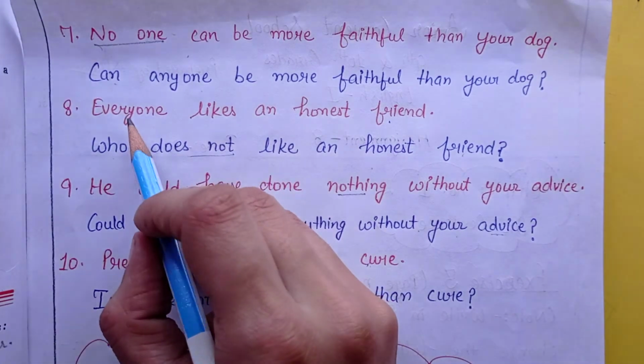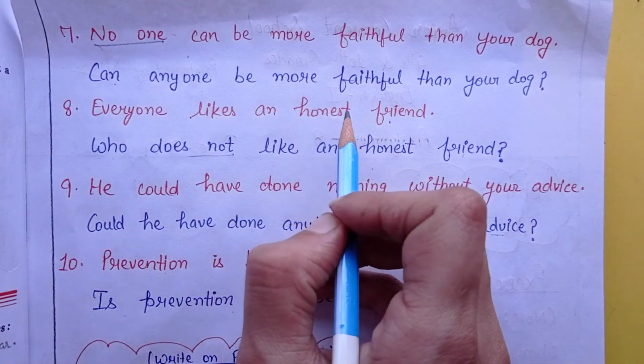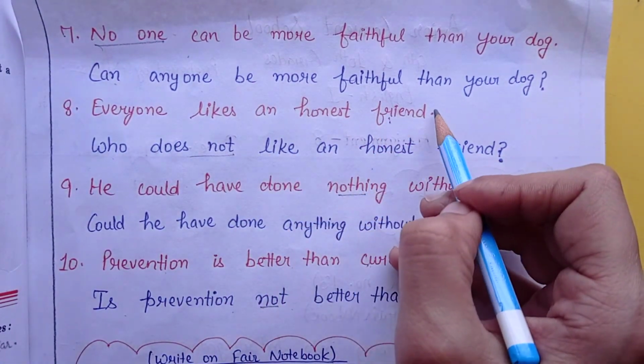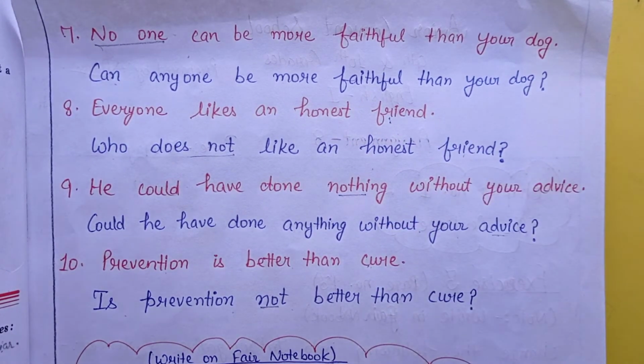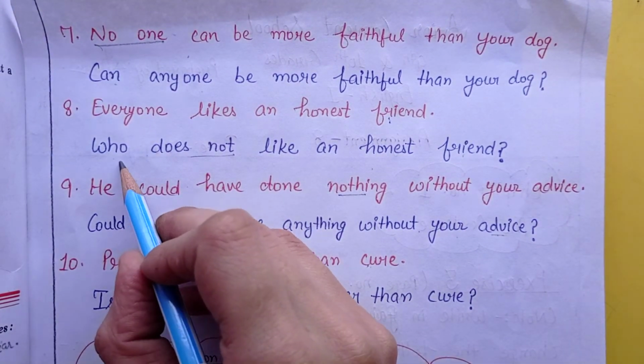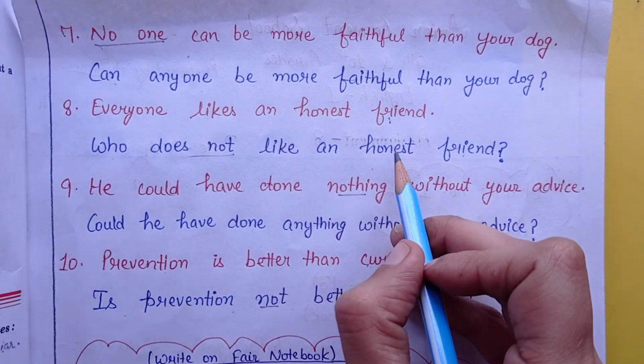Again, eighth is, everyone likes an honest friend. Now this is one positive assertive sentence. So the interrogative that will form from this will be negative. So you can write, who does not like an honest friend?